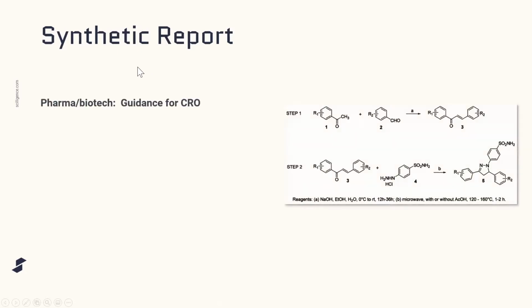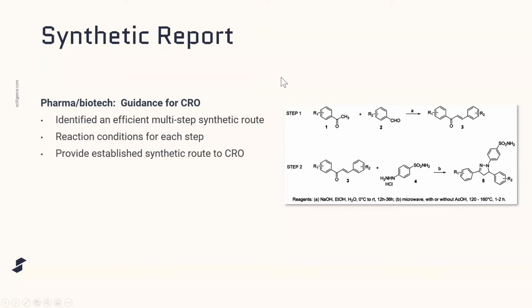Another situation where there's a need for a final report is the production of synthetic reports. One end of it is from the pharma biotech side. If you want to produce guidance for a CRO that you're hiring, perhaps you want to show them a multi-step synthetic route that you've developed that's quite efficient. Maybe you want to share reaction conditions for each step, or just provide guidance for them so that you know that the compounds or set of compounds that they're going to make will be efficient and will be delivered on time. You will also have a need to publish a synthetic report quickly and efficiently.